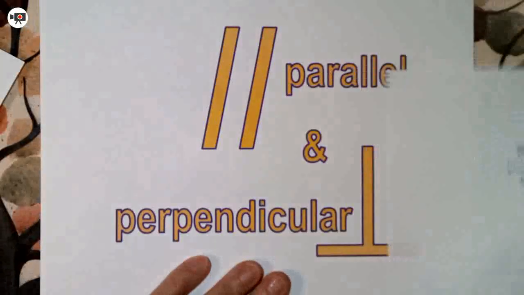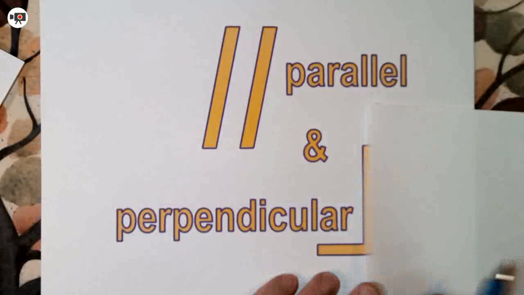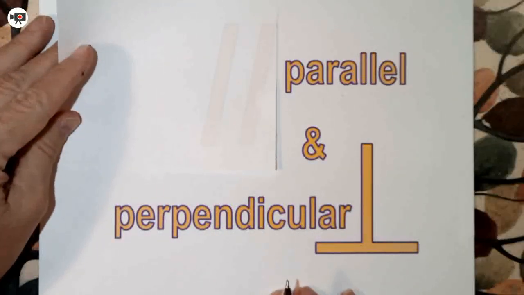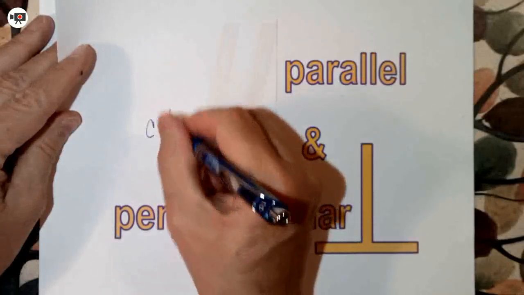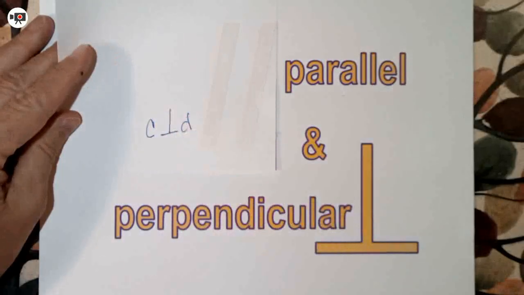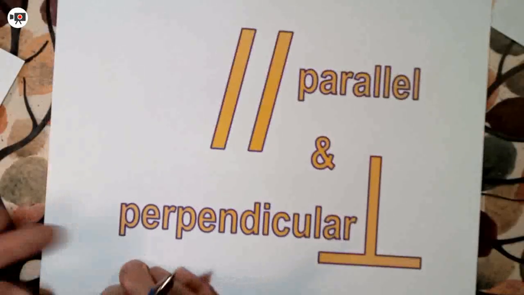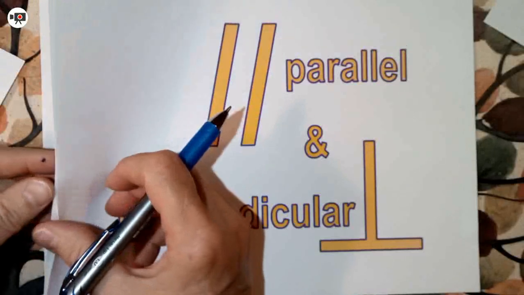And for a perpendicular line, there's the mark right there. So if we had lines C and D and they were perpendicular, you would say C is perpendicular to D. So that's how we would write it. Okay, parallel and perpendicular lines. Let's learn something about them. That's the symbols.